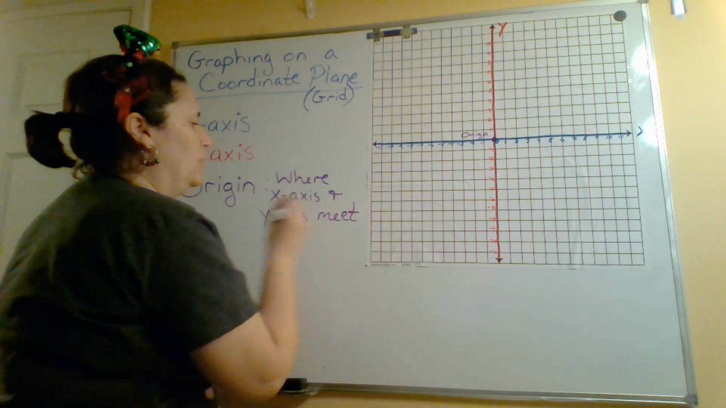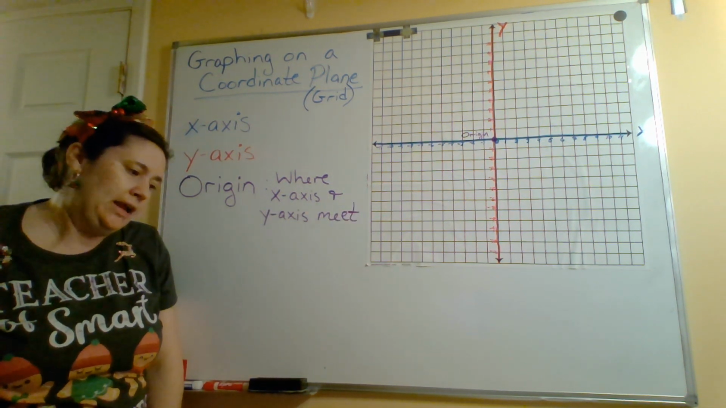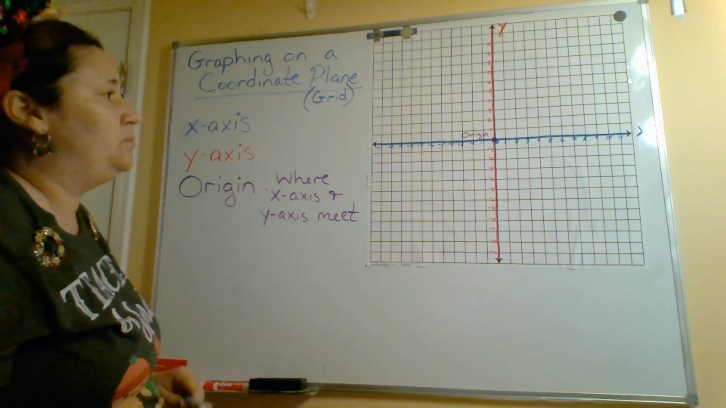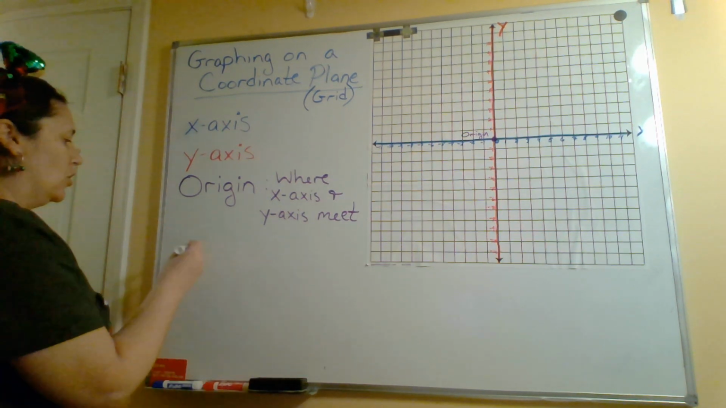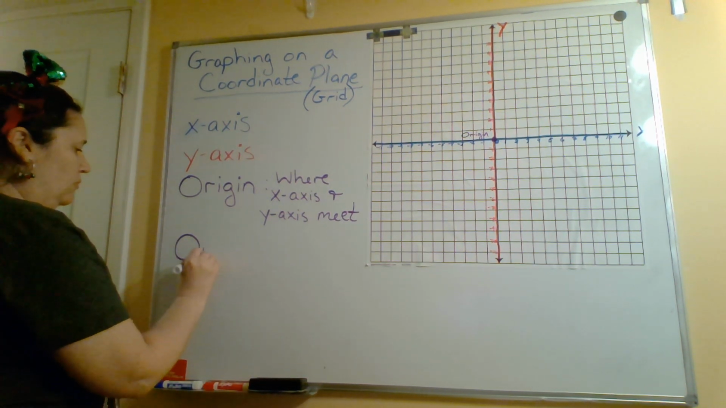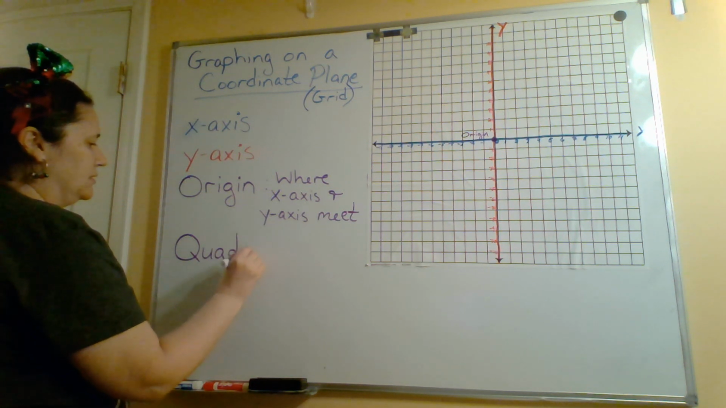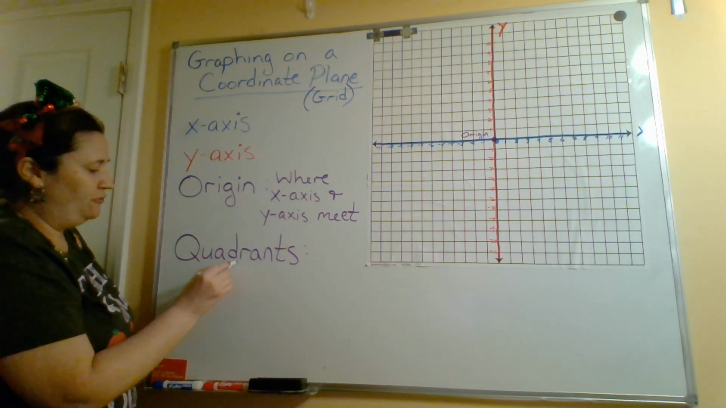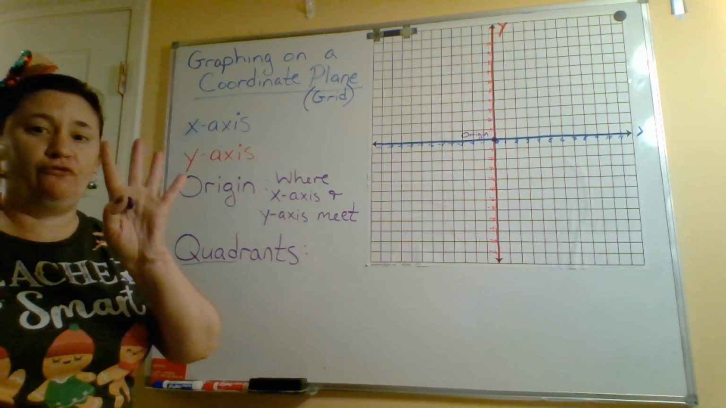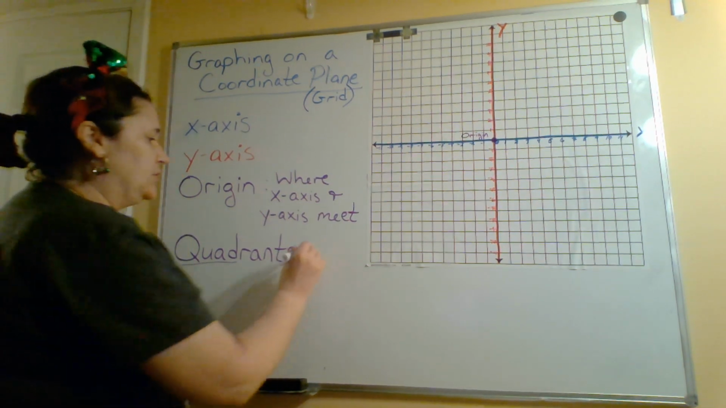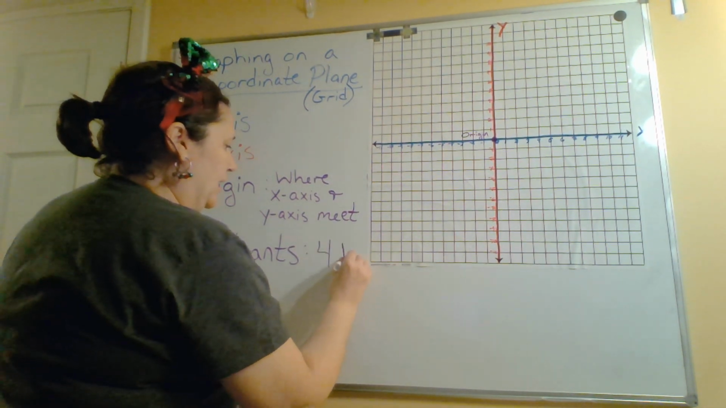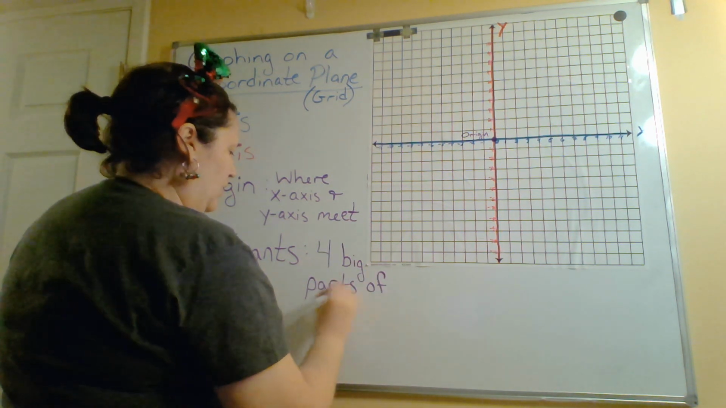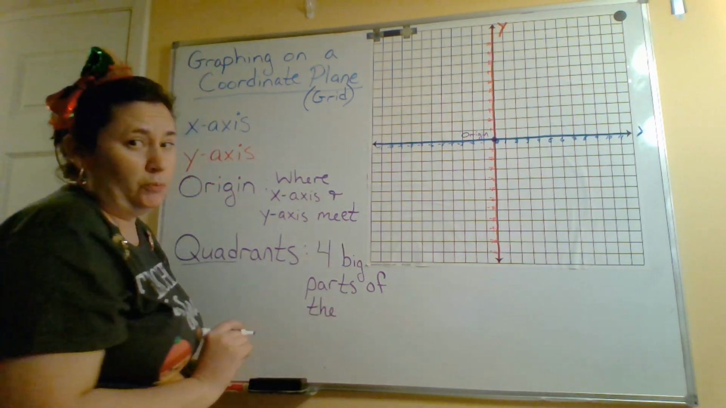We call that the origin, where both x is 0 and y is 0. One more thing before we actually get into graphing the points, we need to talk about what quadrants are. Write down this word, quadrants. The prefix quad means 4. So quadrants are the 4 big parts of the coordinate grid. And I'm going to abbreviate because I'm lazy.